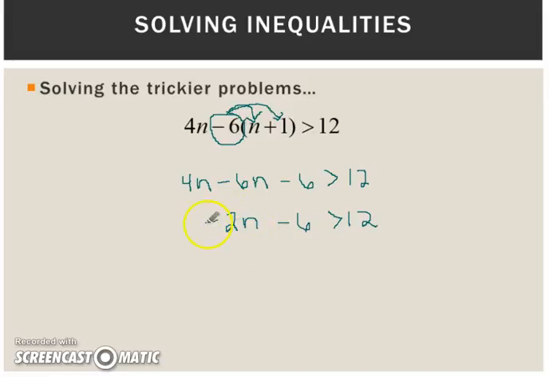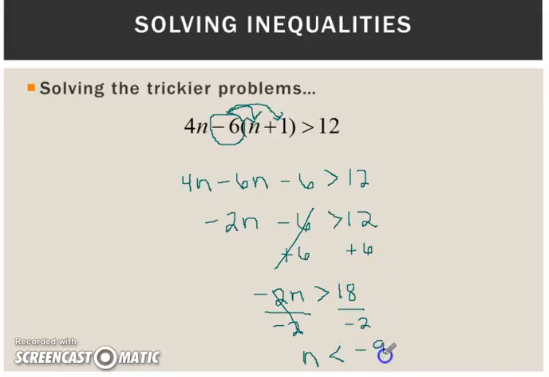We want our negative 2n by itself, so we want to add 6 because it's the opposite. So then we have a negative 2n is greater than 18. And the last step, we want to divide by a negative 2. Negative 2 divided by negative 2 is n. I divided by a negative, so I have to flip that inequality. And then 18 divided by a negative 2 is a negative 9.